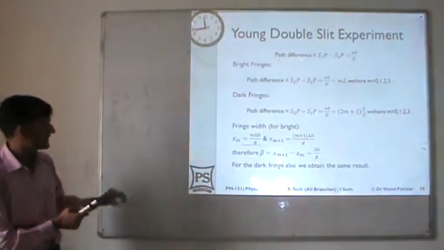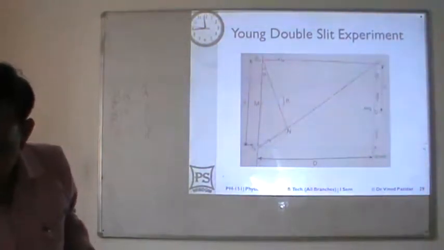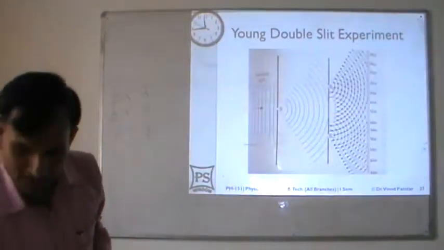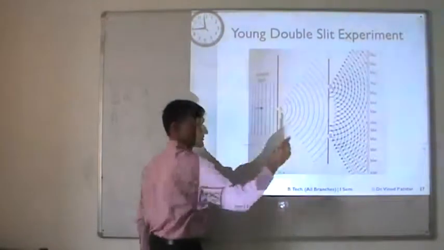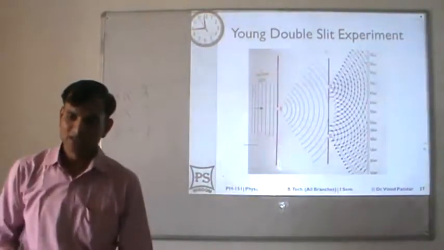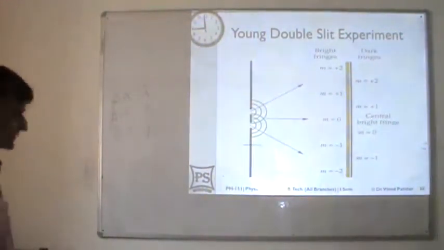And if the distance between the two slits, small d, which is the distance between the two slits in the double slit case, this distance is basically small d. If you keep this distance as small as possible, the fringes would be more clear. Okay, so this is the representation.